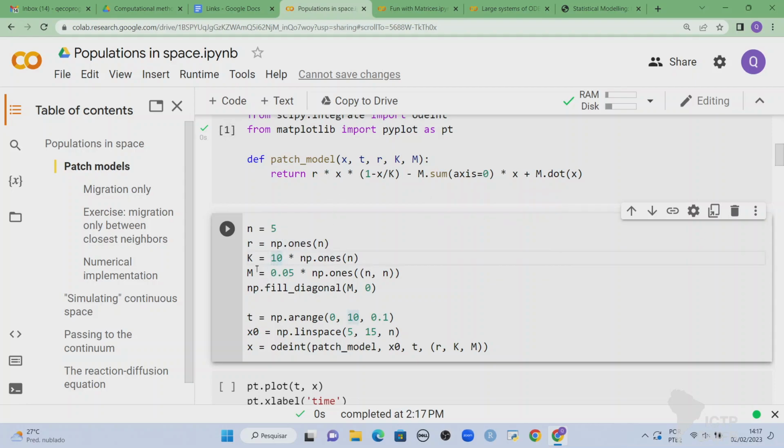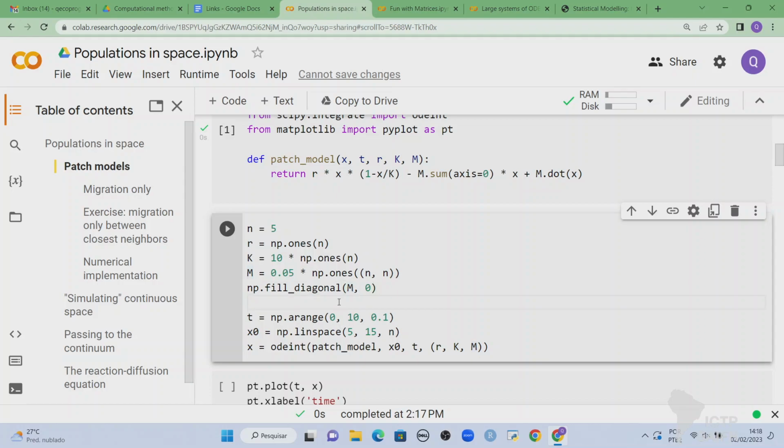And now I want to write down the migration terms. I construct an array made of ones also, but this is 5 by 5, and I multiply it by 0.05. This is the migration rate from each patch to any other patch, 0.05. And then I have this function fill_diagonal that takes this matrix and puts zeros in the main diagonal.